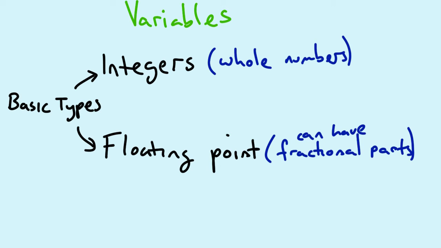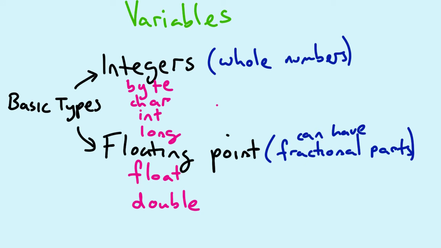Now each of these groups have different types. So I've listed some of these here, not all of them, but for integers we have byte, char, int, long, and some other ones. And in floating point we have double and float. Now one thing to note is the byte type is not part of the C or C++ language, and it's just defined for the Arduino IDE.